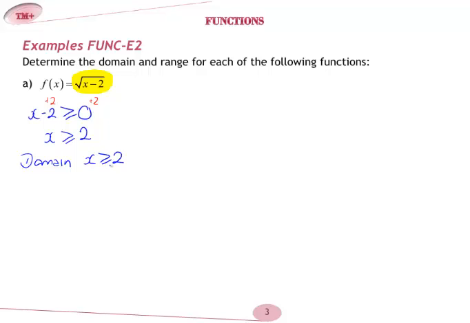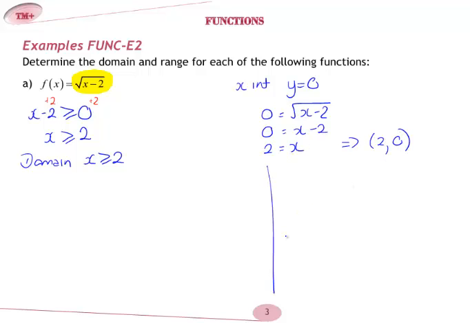Now for the range, you really need to look at the graph, and your x-intercept for a graph is when y equals 0. So you've got 0 equals the square root of x minus 2. Square both sides, 0 is x minus 2. Add 2 to both sides, 2 equals x. So that's giving us our x-intercept of (2, 0).